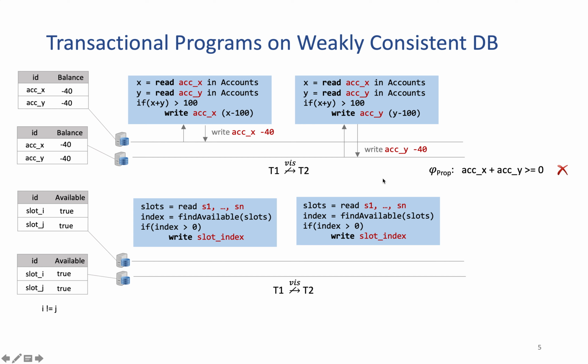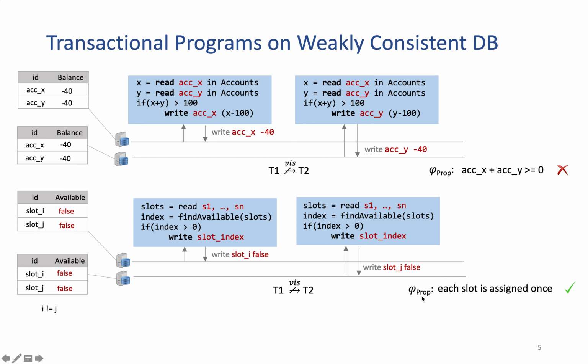We have another example. In this example, the transactions try to schedule an event to a slot, a timetable slot. And a transaction reads a number of slots, finds an available slot to an event, and if it can find one, then it schedules the event for this slot. And T1 here, let's say, writes to slot I. Similar to the previous example, T2 operates on another server which does not see the effects of the first transaction. And let's say it also reads the slots, but this time schedules another event on slot J.